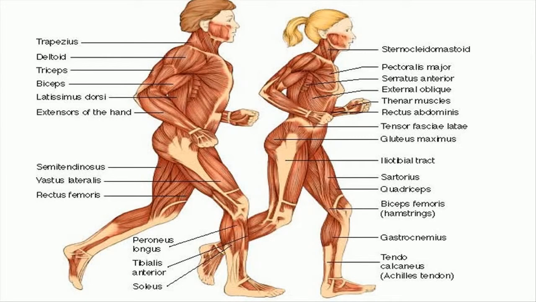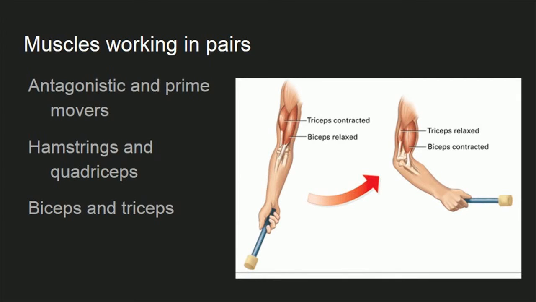Here is a diagram of the muscular system. Muscles contract and relax. A muscle pair is the relationship between a relaxed and a contracted muscle. Antagonistic pairs of muscles create movement when one, the prime mover, contracts and the other, the antagonist, relaxes.